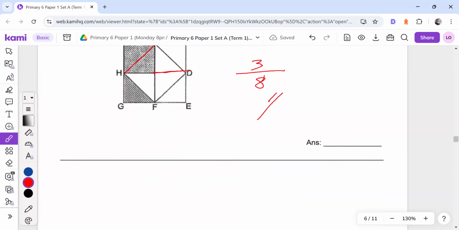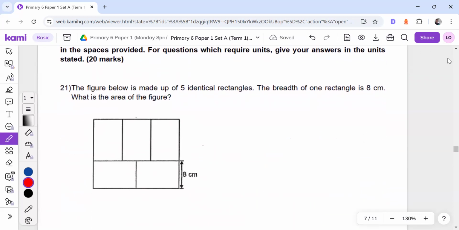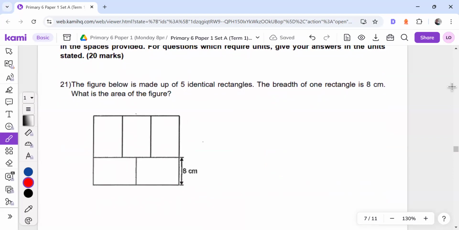Now, question 21. Now we come to 2 marks. Okay, question 21, primary 4 question. So what's the area of the figure? Very simple. The breadth is the same for all the rectangles. All the rectangles are identical. So when you see identical rectangles, it's your lucky day.